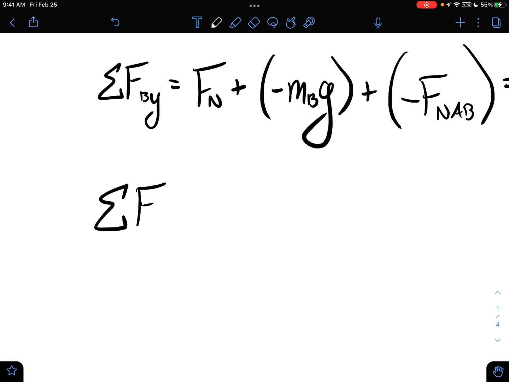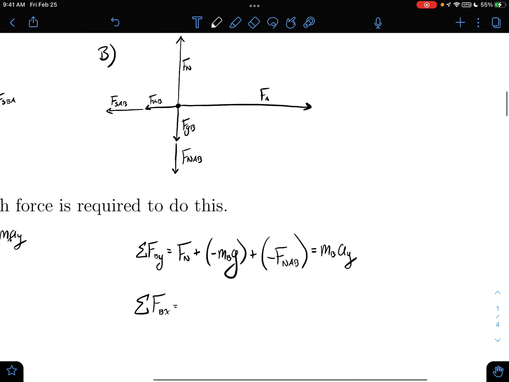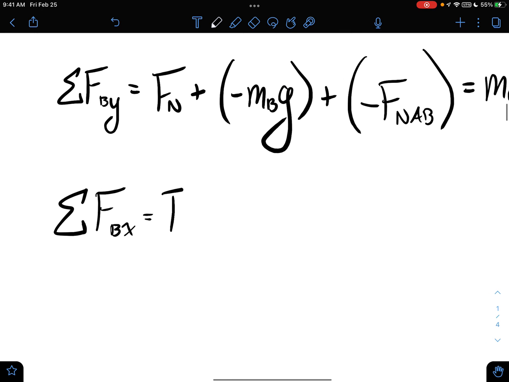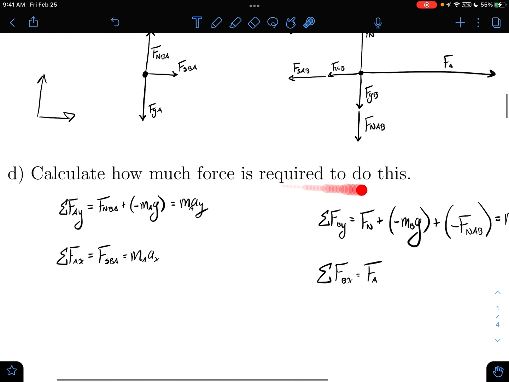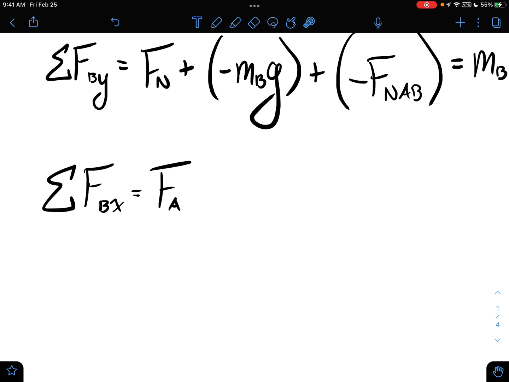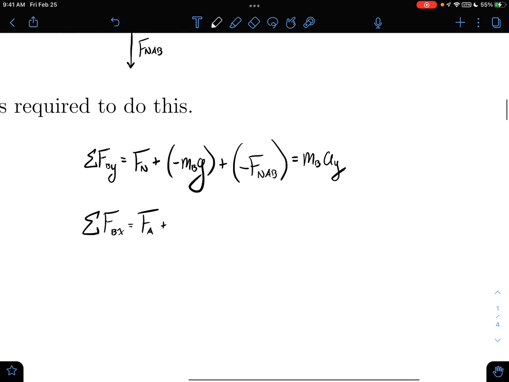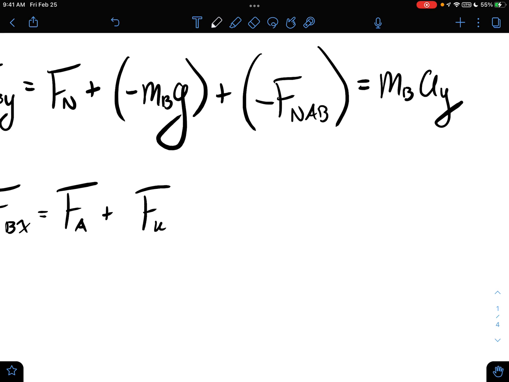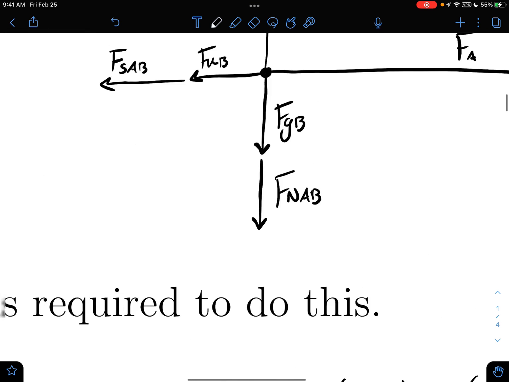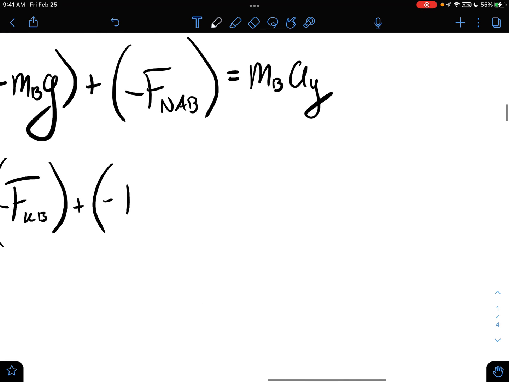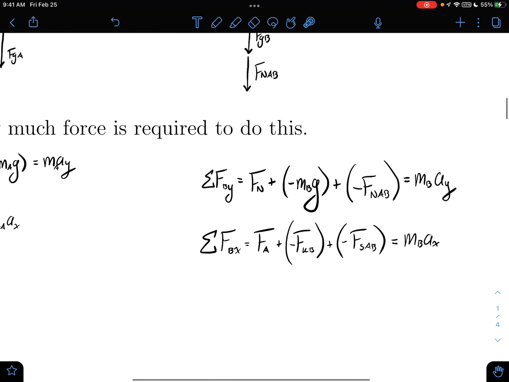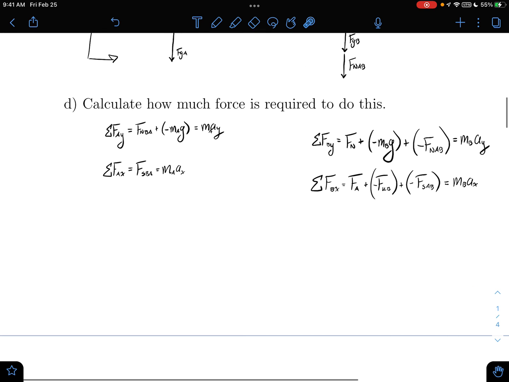Now we do, ooh, that is quite the sigma. Sum of our forces on B in the X direction, right? This time in our positive, we just have our applied force, so I'm just gonna call that FA. Remember, we're asking how much force is required to do this. This is what we're going to be solving for, right? And now we also, acting in our negative direction, we have our force due to kinetic friction, right? And our static friction from the other book, Fs A on B, right? That's our MBAX, right?